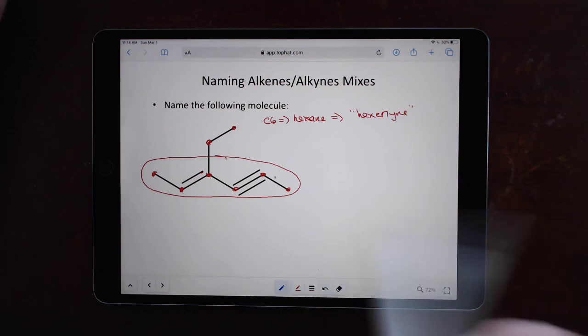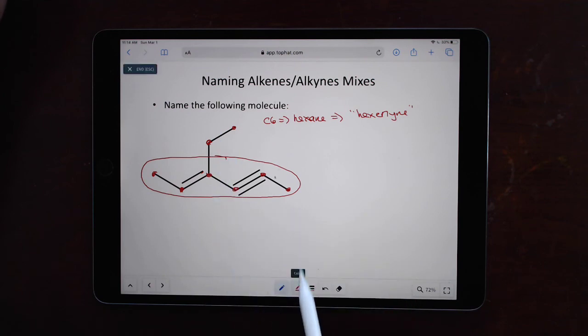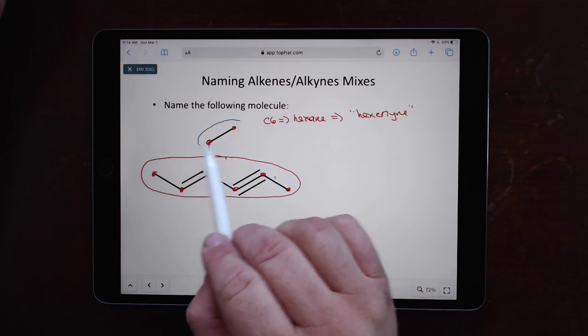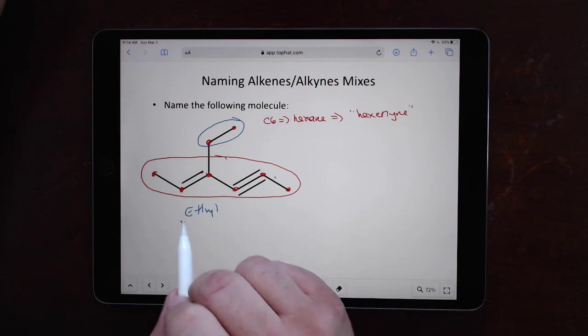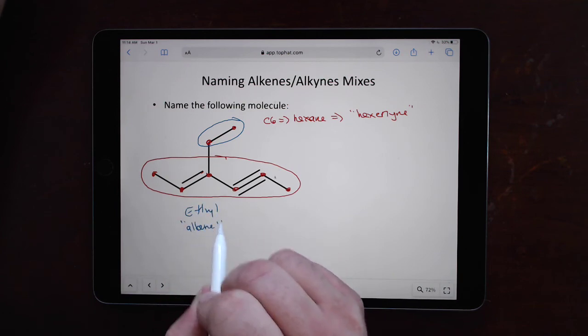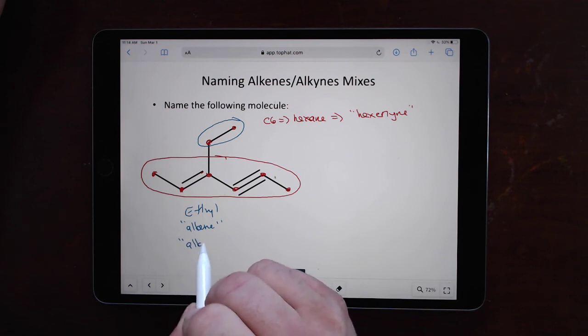Okay, you do the best with the spelling. Okay, so our side chain is going to be here, right? So it's ethyl. But we're also going to have the alkene. Where does the alkene start? And where does the alkyne start?